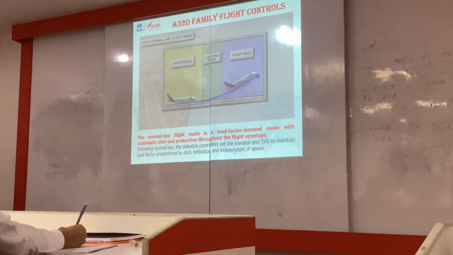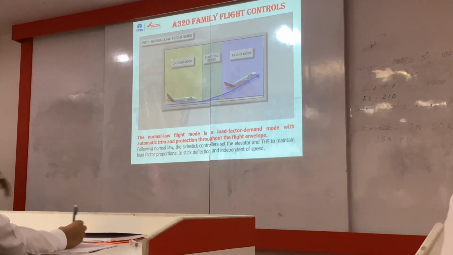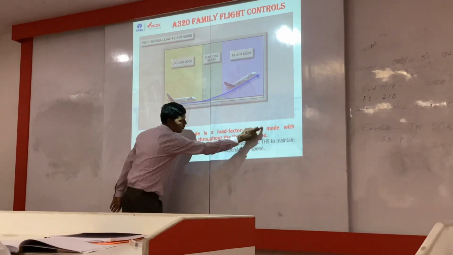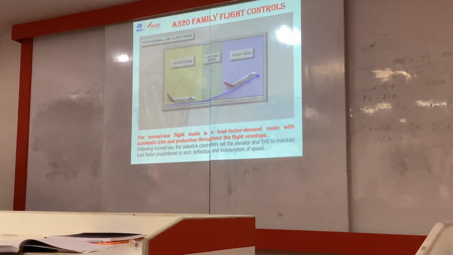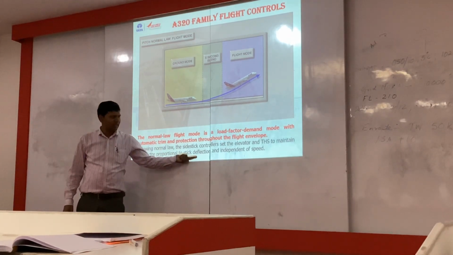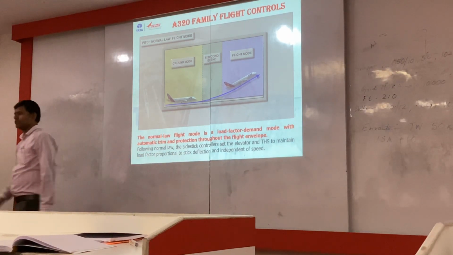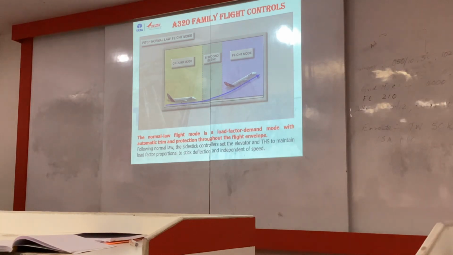So basically it is a load factor. The moment flight mode comes, it will be from the load factor demand mode, and automatic trim and protection throughout the flight. For the flight mode, full protection will be there. Following normal law, the side stick controller sets the elevator and THS to maintain load factor proportional to side stick deflection and independent of speed. So irrespective of speed and stick movement, based on the requirement, the flight control computer takes feedback and works accordingly to maintain.